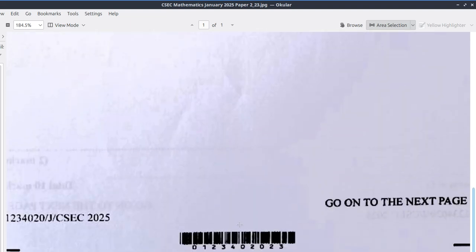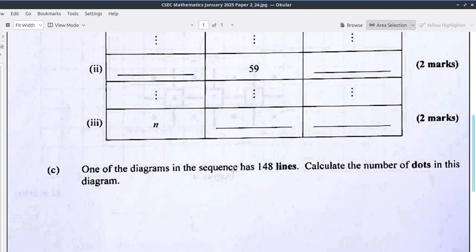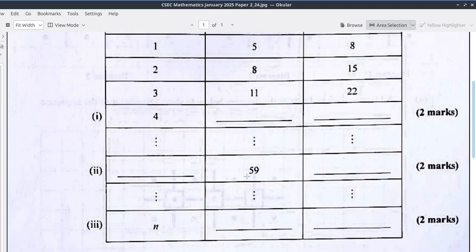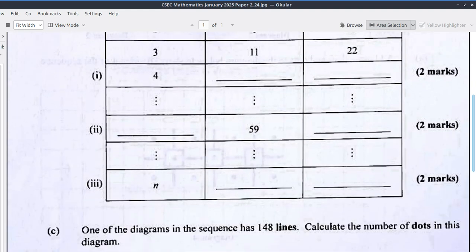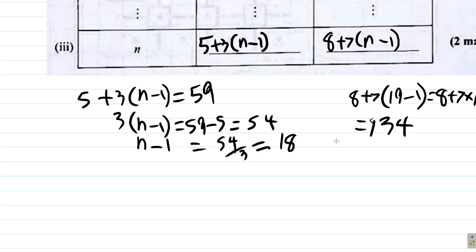Let's see what else is going on here. Let's say one of the diagrams in the sequence has 148 lines. Calculate the number of dots in this diagram. 148 lines.